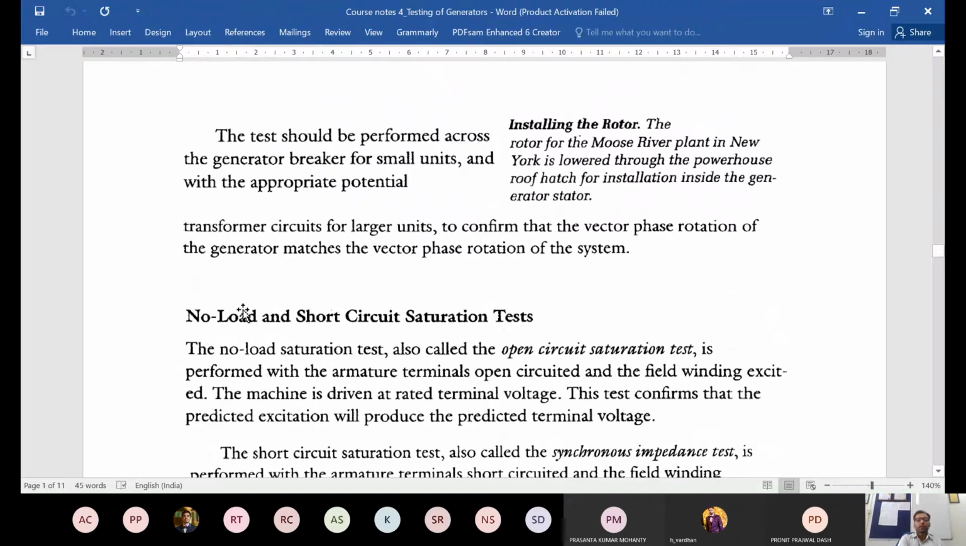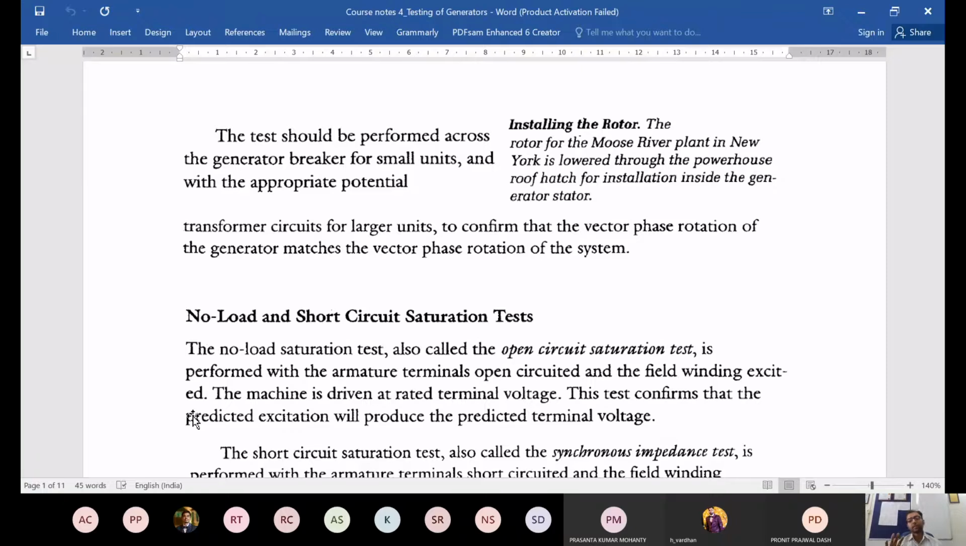So these are two tests. One is done at no load, another at a short circuit condition. We'll look at both of them briefly. The no load saturation test, also called the open circuit saturation test, is performed with the armature terminals open circuited and the field winding excited. So the armature terminals are open circuited, which means there will be no armature current flowing. The armature circuit is not complete.